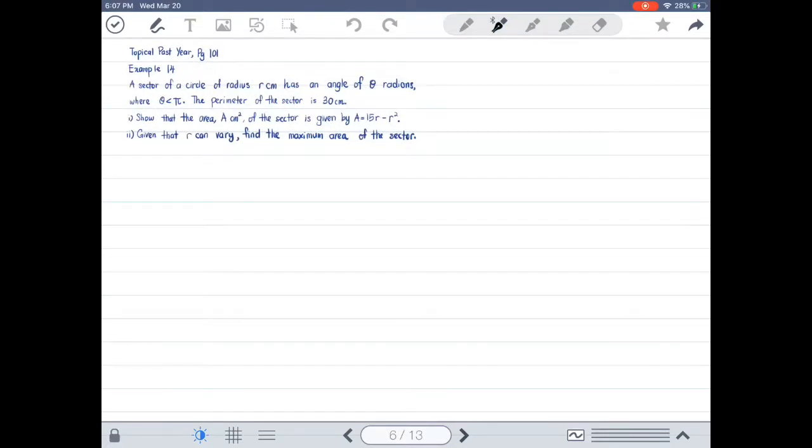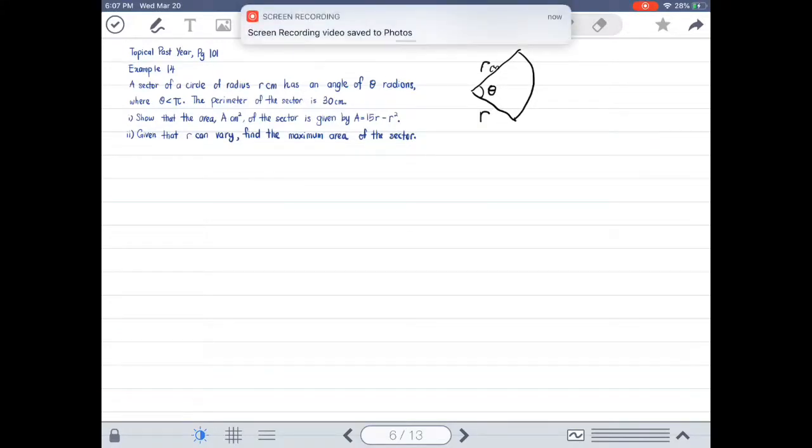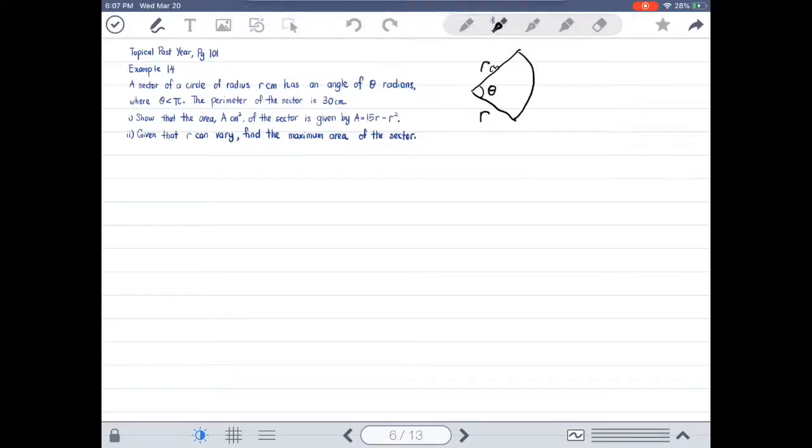Let's read the question. A sector of a circle of radius r has an angle of theta radian. As we know, a sector looks like this. An angle of theta radians, r cm, and this is also r cm. And if you look at the circular measure chapter, the length of arc is just equal to r times theta.